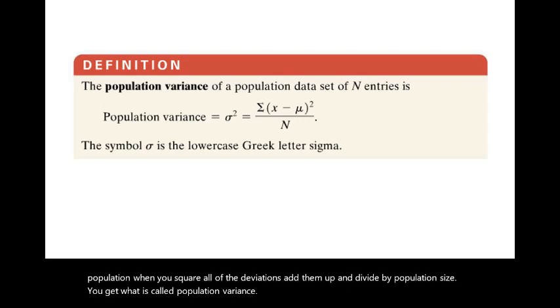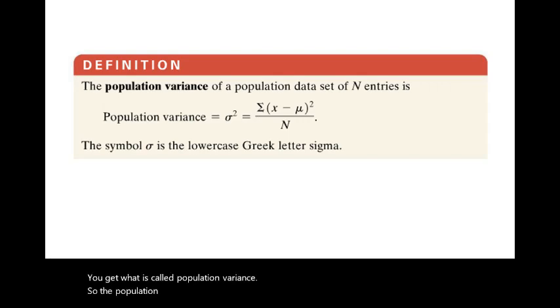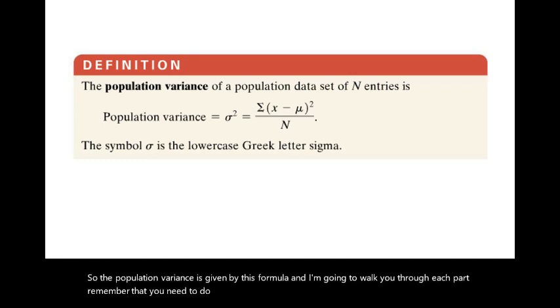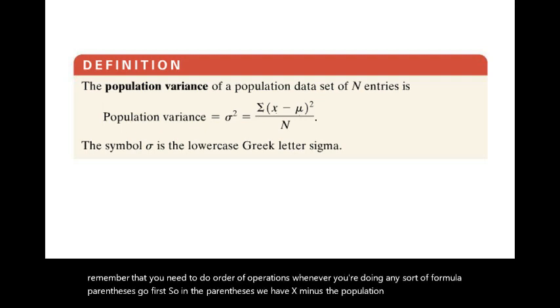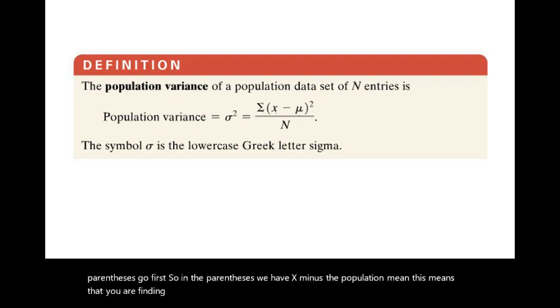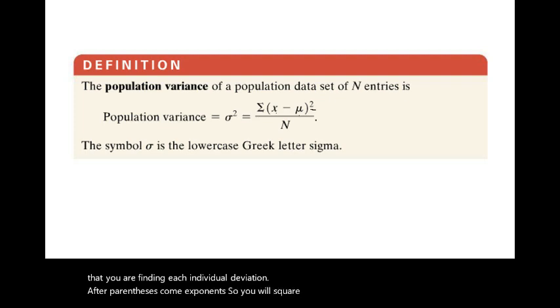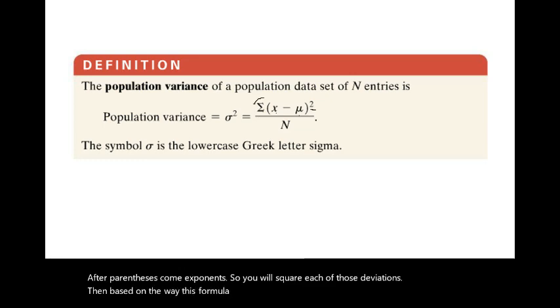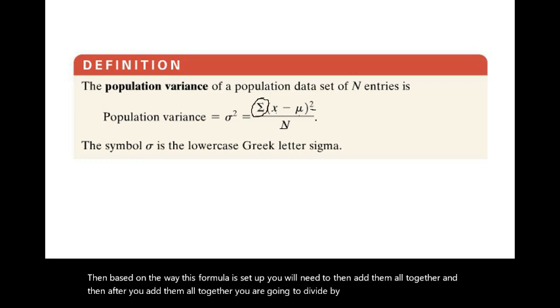So the population variance is given by this formula, and I'm going to walk you through each part. Remember that you need to do order of operations whenever you're doing any sort of formula. Parentheses go first. So in the parentheses, we have x minus the population mean. This means that you are finding each individual deviation. After parentheses come exponents, so you will square each of those deviations. Then, based on the way this formula is set up, you will need to then add them all together. And then after you add them all together, you are going to divide by capital N, the population size.